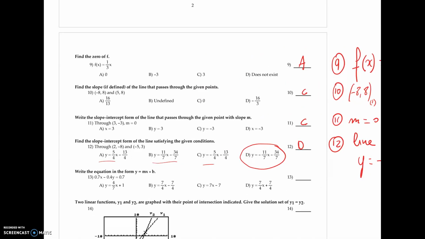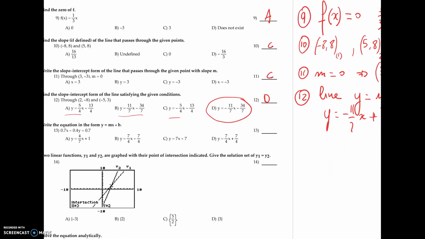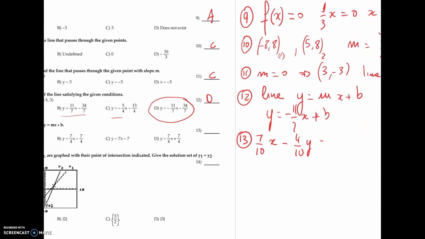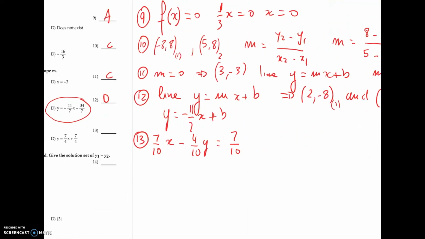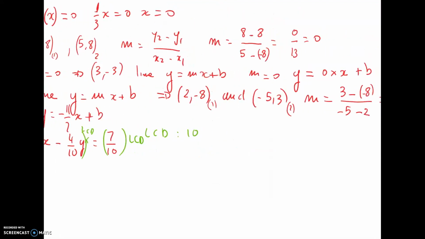Write the equation in the form y equals mx plus b. So on number 13, we have 0.7. So I'm going to write that as 7 over 10 x minus 4 over 10 y equals 7 over 10. Why am I doing this? Because what I'm looking for is y standing by itself. But by transforming my decimal into fraction, I realize that my LCD is 10. And if I multiply the right side and the left side by the LCD, I end up getting rid of the 10. Therefore, I end up having to deal with 7x minus 4y equals 7.